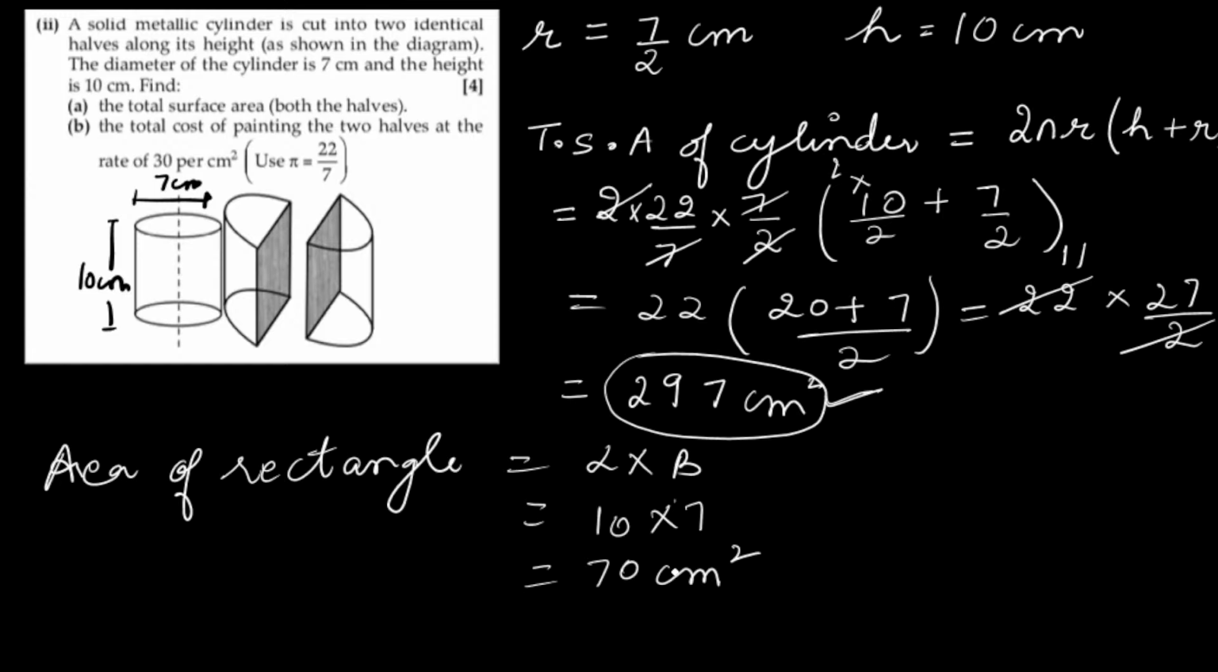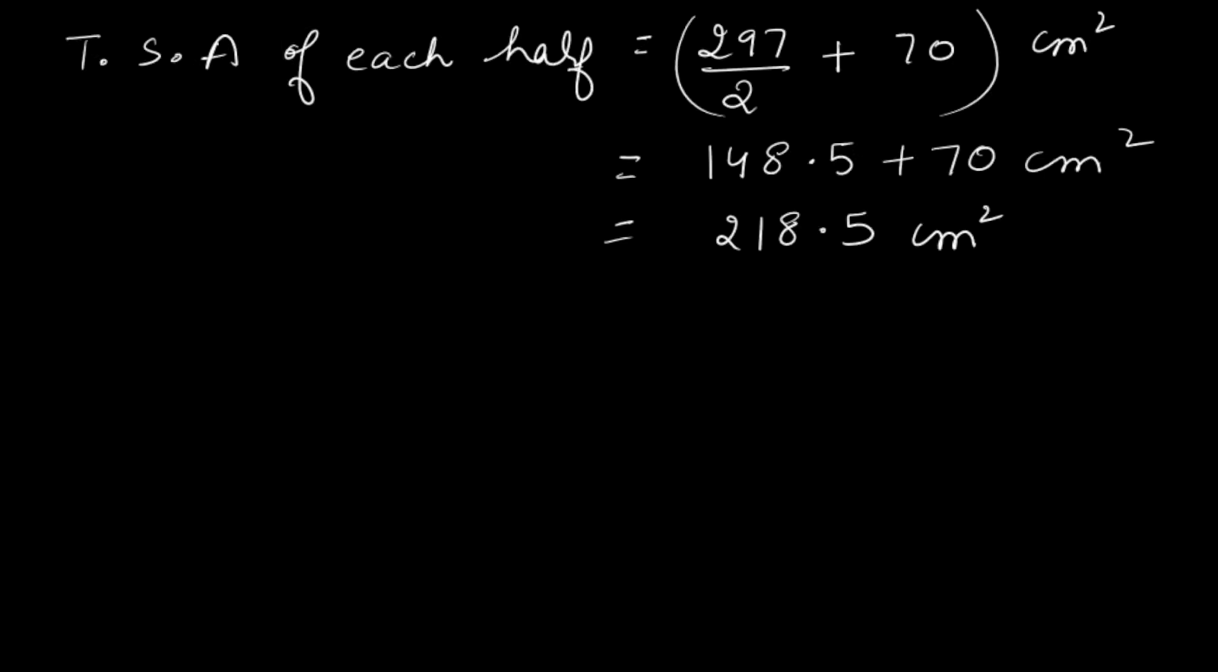So here I have clearly explained that surface means all the surfaces which can be perceived. Here two rectangles are also there, so that one rectangle we have to add. So area of this part is how much? 218.5 centimeter square, and area of this part is also 218.5 centimeter square. Okay, so now we have found the total surface area of both the halves. You can write each half's area is this. So total surface area of both the halves, if you want, you can add also.